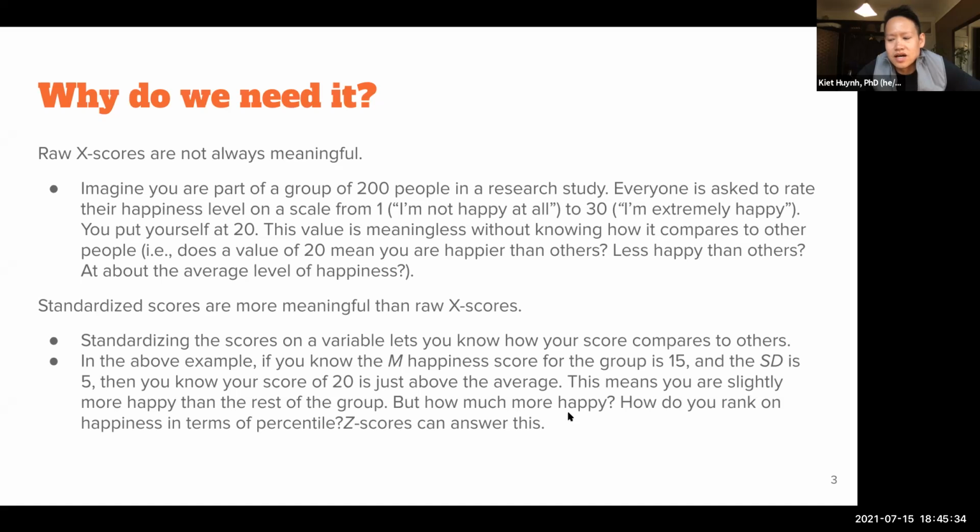So a question that we can't answer just yet is how much more happy are you than the rest of the sample? For example, what is your level in terms of percentile? Are you in the 50th percentile, meaning you're happier than 50% of the people in the sample? Are you in the 90th percentile? Are you happier than 90% of the people in the sample? We don't know the answers to that yet, but with z-scores, we could figure it out. That's why z-scores are very exciting.